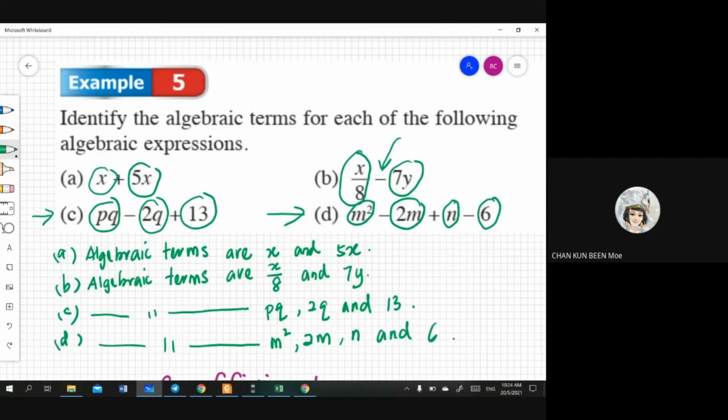So you can see from there, next time they will ask you how many terms are there. If you already got the algebraic terms, for example, the first question over here, x and 5x, when they ask you how many terms, there are 2 terms. Same thing for question B, also 2 terms. C, we have 3 terms. And the last one, like you all said just now, we have 4 terms. Okay, so can you identify the algebraic terms now? Yes, okay, then we are going to continue.